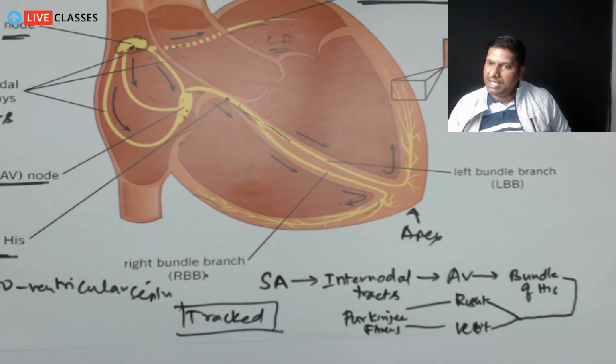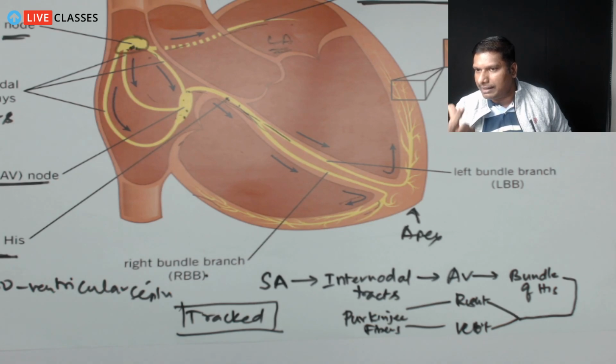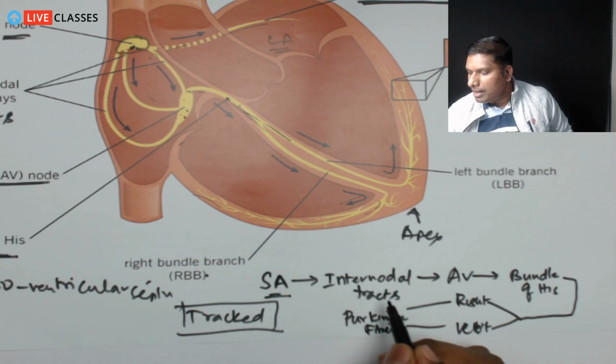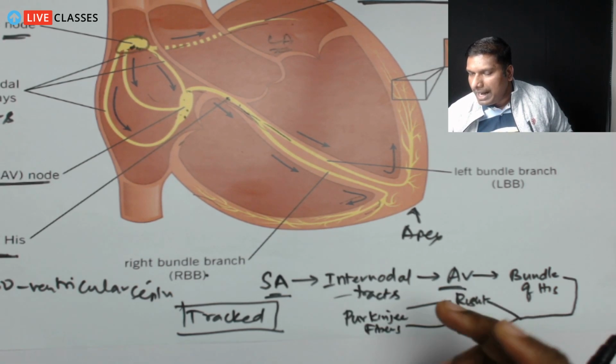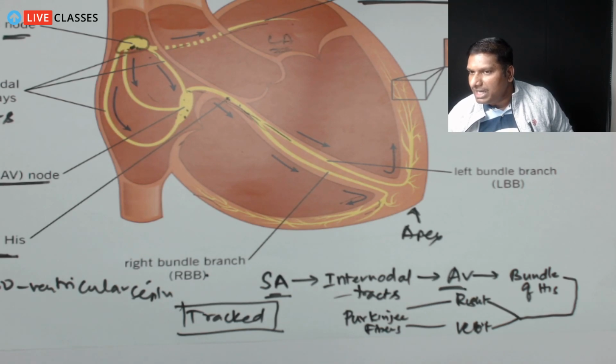Okay, so all the electrical signals of the heart can be monitored using an instrument called an electrocardiogram. That instrument will tell you how much electrical signal is generated in your SA node, and how much moved through the internodal tracts to the AV node. At each stage you are actually getting information.